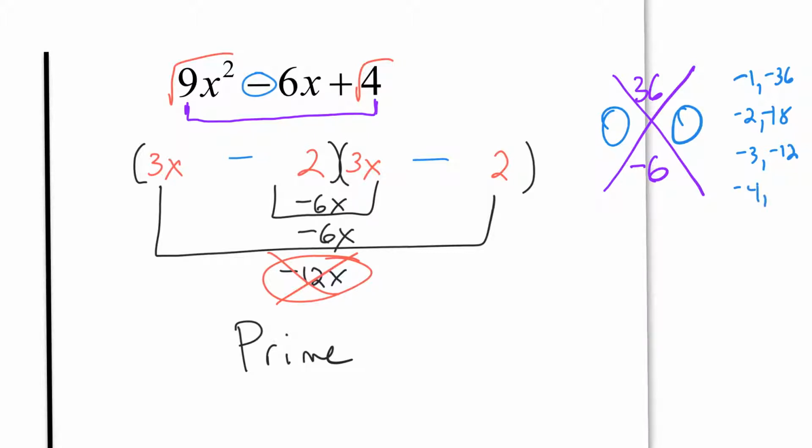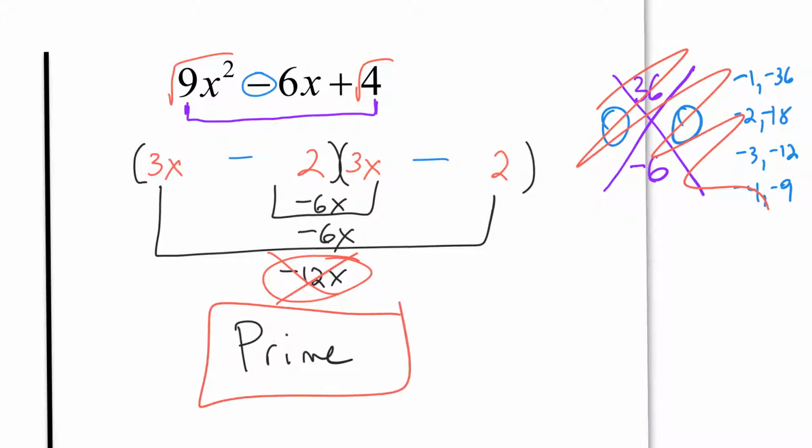Negative 4 and negative 9. Well, that kind of looks like it could give you a negative 6, but it doesn't. If you add negative 4 and negative 9, that's negative 13. If you subtract, you get 5. So it doesn't work when you try this method. So that's why the trinomial is prime. You cannot factor it. It's not factorable for this perfect square trinomial.